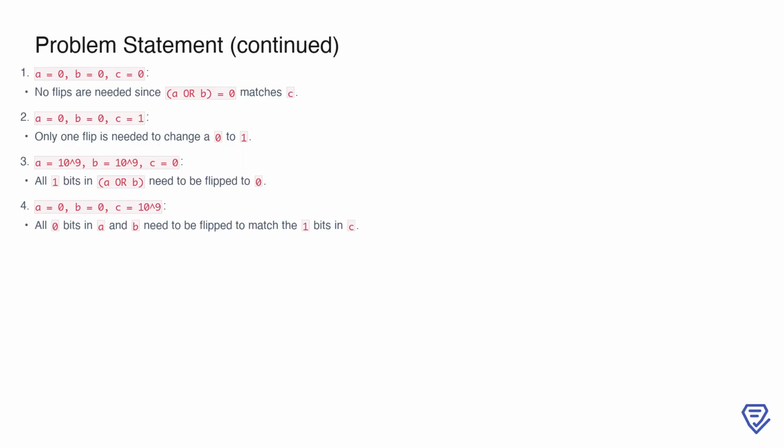Another interesting case is when A equals 10^9, B equals 10^9, and C equals 0. Here, all 1 bits in the result of A OR B must be flipped to 0. Finally, if A equals 0, B equals 0, and C equals 10^9, we would need to flip all 0 bits in A and B to match the 1 bits in C. These examples highlight the need to carefully analyze the binary representations to handle all possible scenarios efficiently.